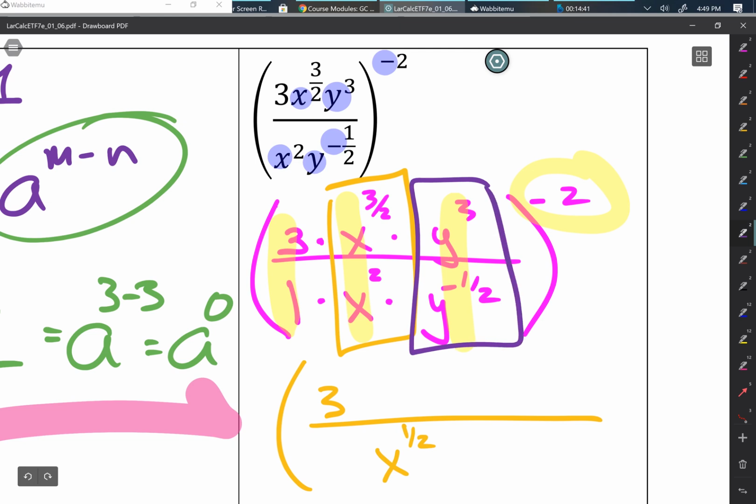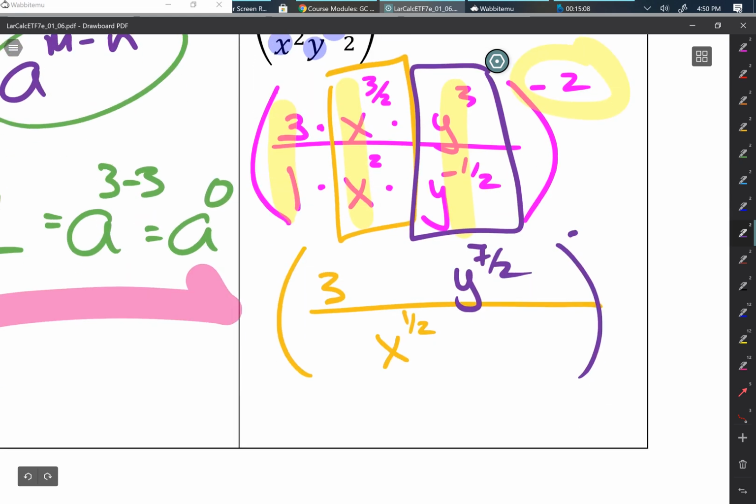Well, using the same rule, I have the same base downstairs and upstairs. The base is the y. I have an exponent upstairs and an exponent downstairs, so the rule is to take the numerator exponent and subtract off the denominator exponent. So 3 minus a negative 1/2 really means add 1/2, so that's 7/2. And so I get y to the 7/2. And this is all still raised to the negative 2.